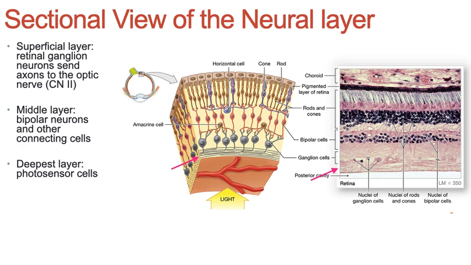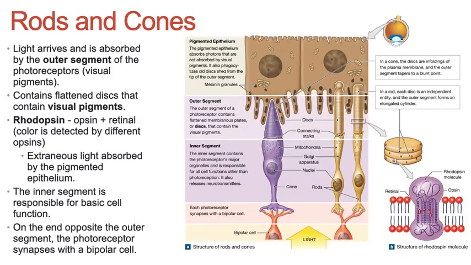And then if you look over here at this slide of actual tissue, that would be located at the bottom of this slide as well. Then you have the middle layer. The middle layer is going to include the bipolar neurons, which are colored pink in this drawing, as well as other connecting cells. And that is in this area of the tissue image. And then finally, the deepest layer, which is going to contain the photosensor cells, that's going to be the rods and the cones, are located here, and you can see them at the top of this tissue image as well.